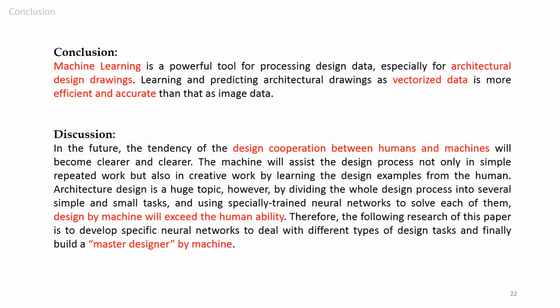So in conclusion, machine learning is a powerful tool for processing design data, especially for architectural design drawings. Learning or predicting architectural drawings as recognized data is more efficient and accurate than learning them as image data. In the future, the tendency of design cooperation between humans and machines will become clearer. Design by machine has the potential to exceed human ability.